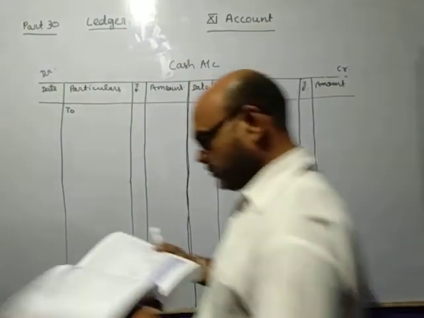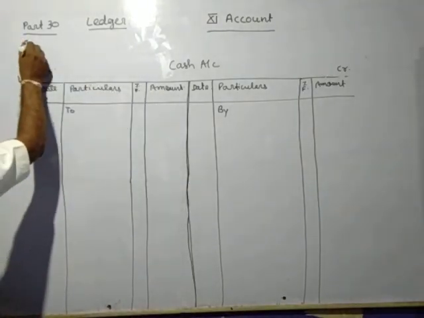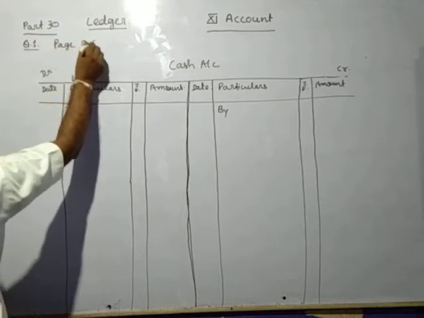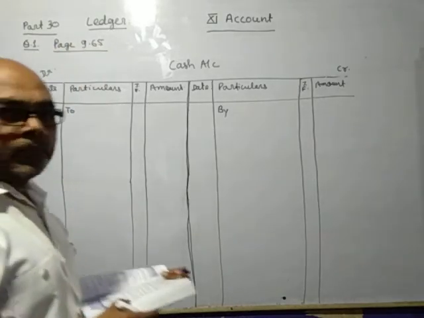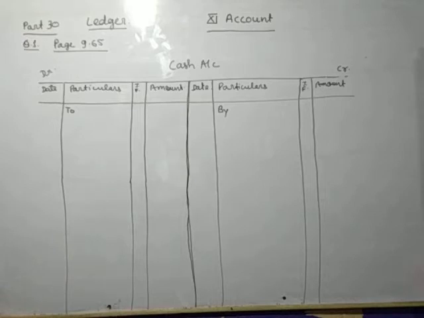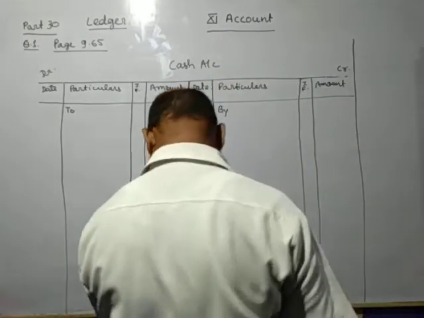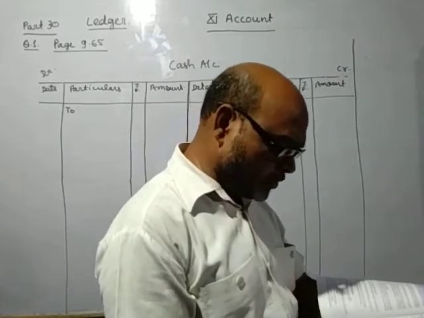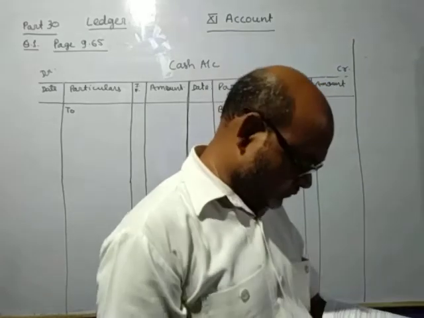Now see question number 1. All of you open page number 9.65, question number 1. For your help, I am going to write the entry here. Journalize the following transactions, post them into the ledger, balance the accounts and prepare a trial balance.